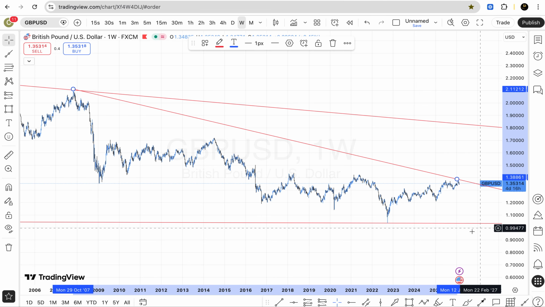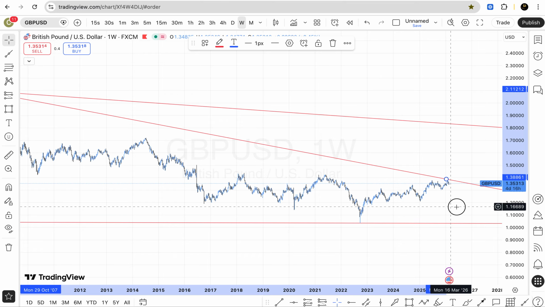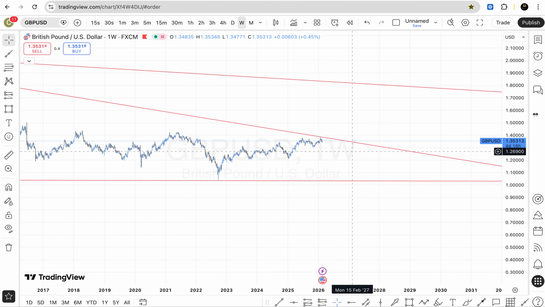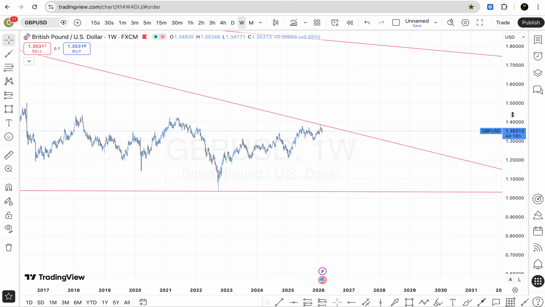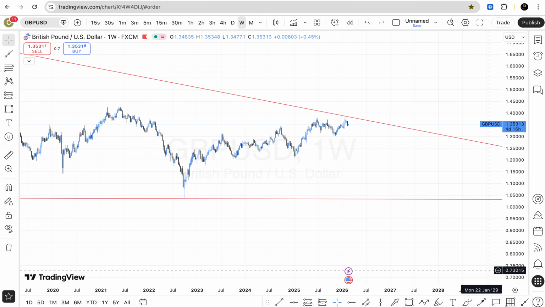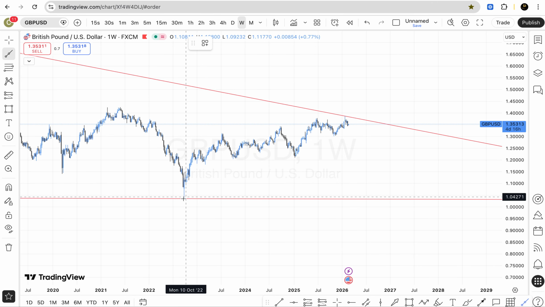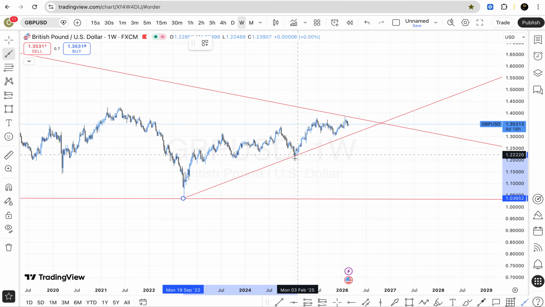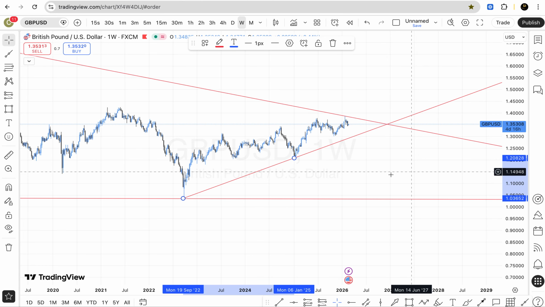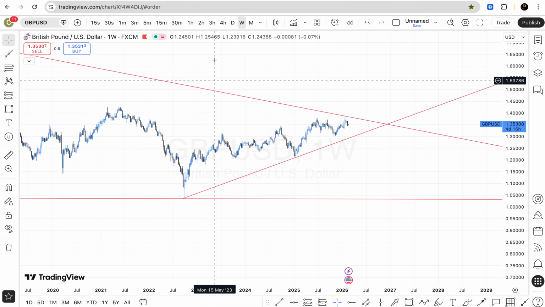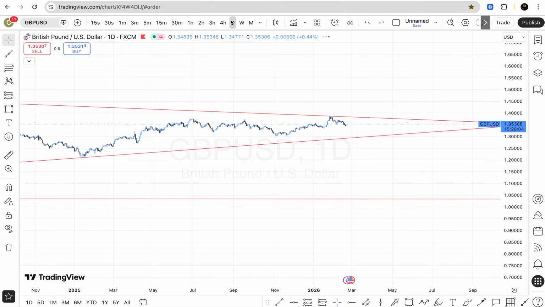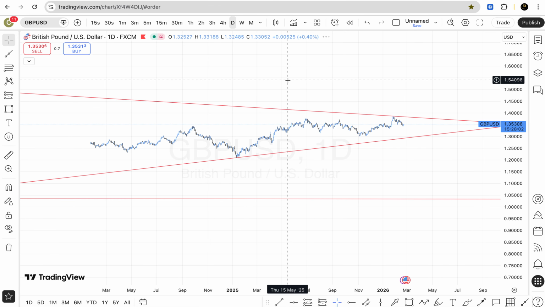So we have this point, and the trend line below, let's see what we have. We have from here to here. Good. So I think on the weekly time frame there are no other trend lines that we can draw. We'll go down to the daily time frame.